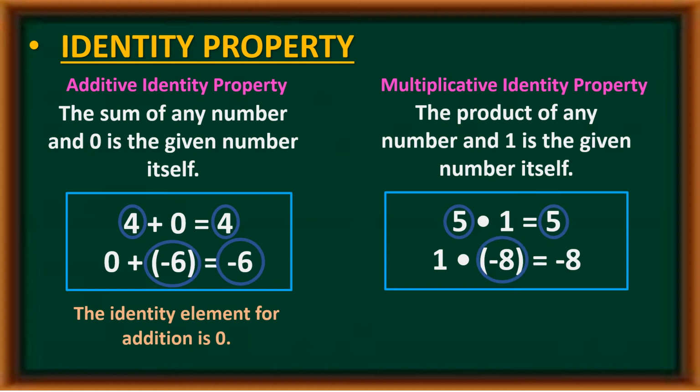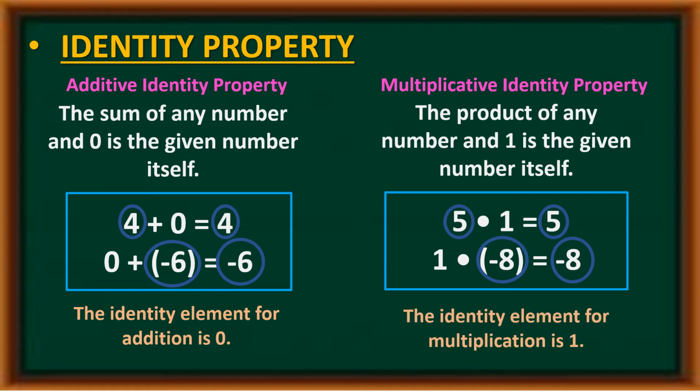Then we have 1 times negative 8 is equal to negative 8. Negative 8 is given, then our answer is also negative 8. Kung ano yung nasa question natin, yun din yung nasa answer natin. Magkamuka yung given number and sa resulting number. So, yun yung tinatawag nating identity. Dito kay multiplicative identity, the identity element is the number 1.